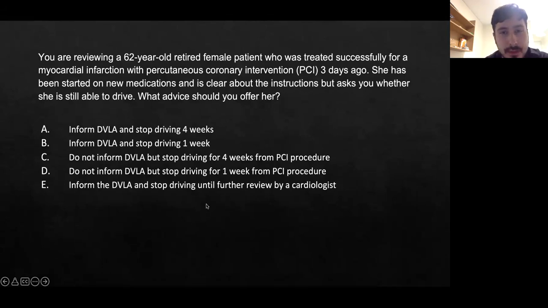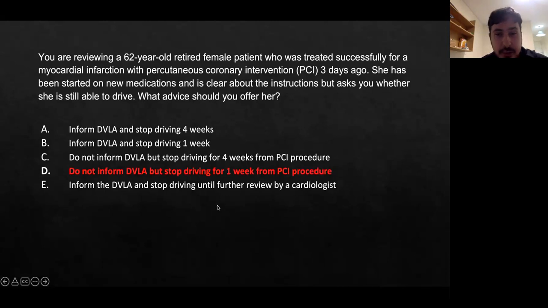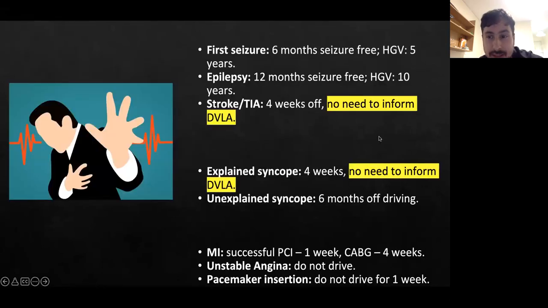B is one answer we've got, and it's very close. Very close, well done. The answer is D. So it is 1 week from a successful PCI, but they do not have to inform the DVLA. So these are the criteria.